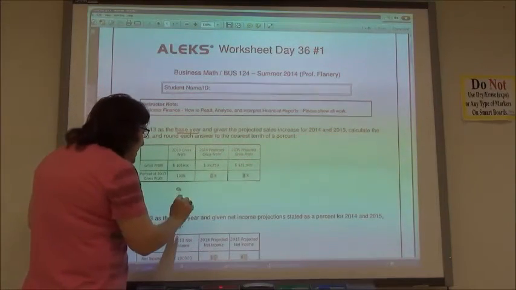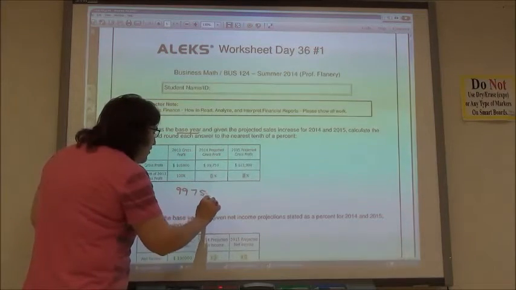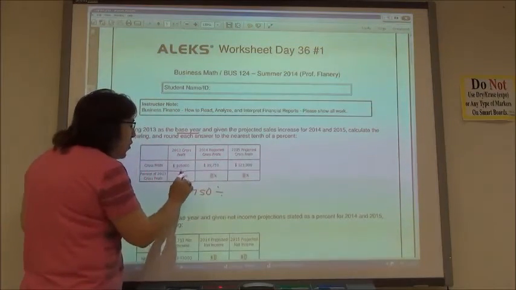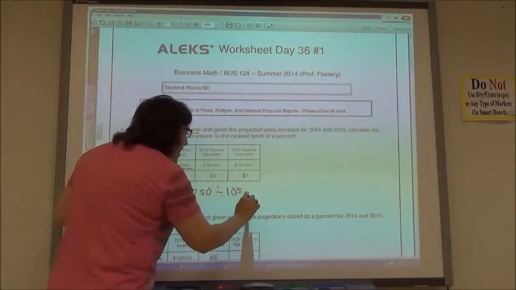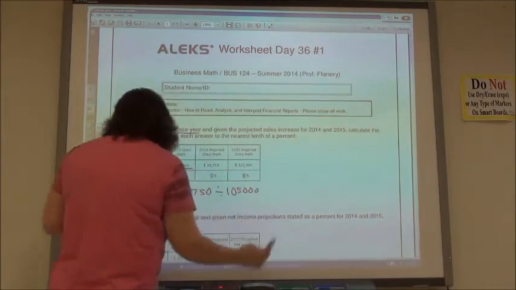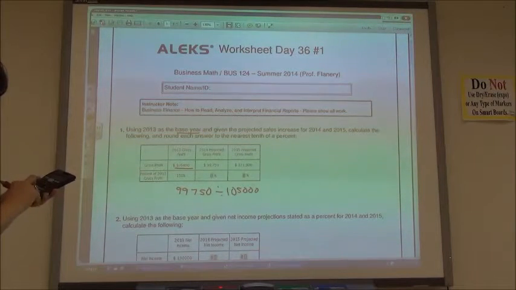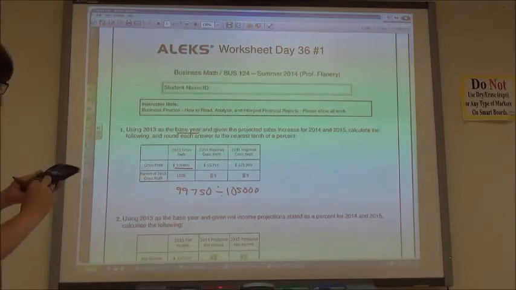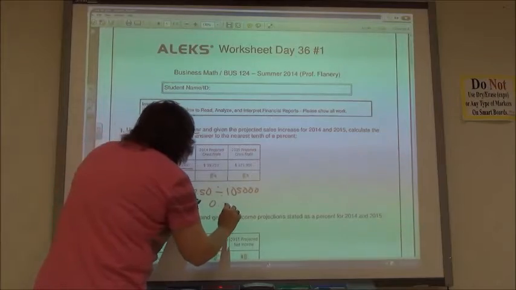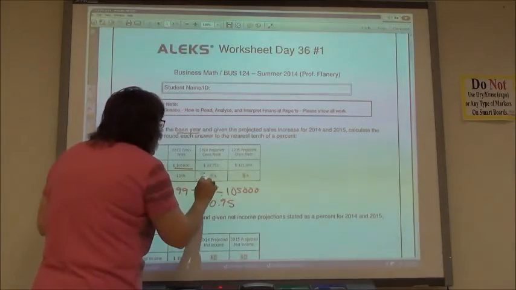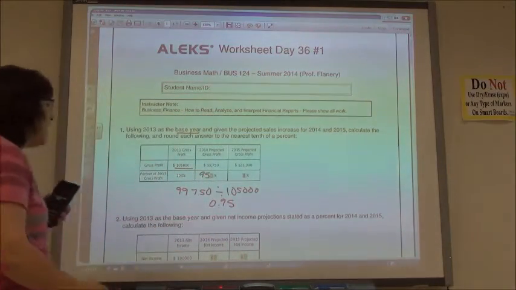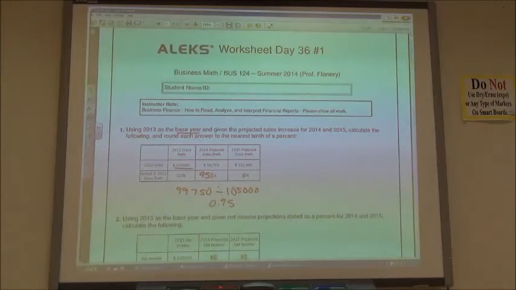$99,750. So we're going to take the $99,750. We're going to divide it by the 2013, $105,000. And I got to grab my calculator again. Don't want to do that in my head. 99,750 divided by 105,000 gives me 0.95, which as a percent then is 95% of the profit from 2013.